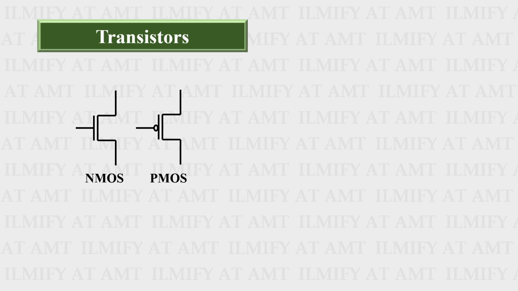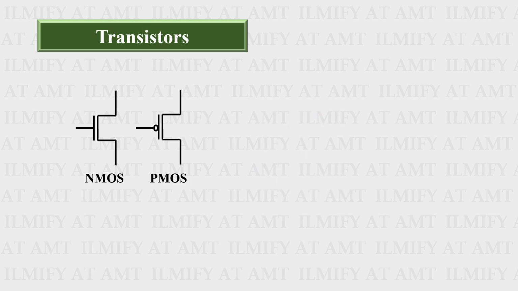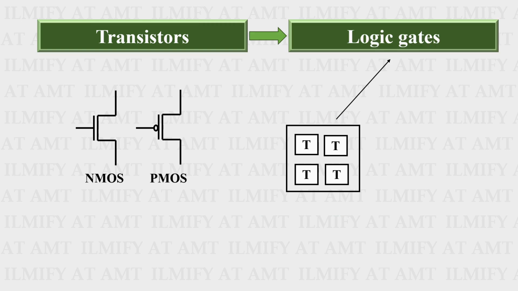Now, if you remember, we saw in the flow chart that logic gates are made of transistors. A number of transistors together form a block called a gate. This is why we say logic gates are basic building blocks.